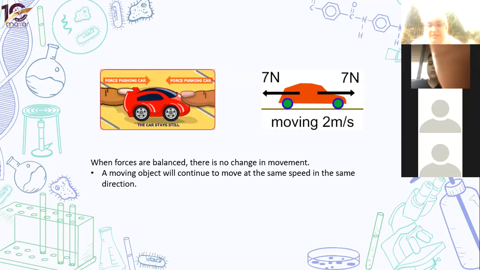So again, what is the meaning of balanced forces? Whenever I have equal but opposite forces. I have a force which is 7 newtons to the front and a force of 7 newtons to the back. What will happen to the car? Yeah. Let me see hands. Oh, a lot of hands.